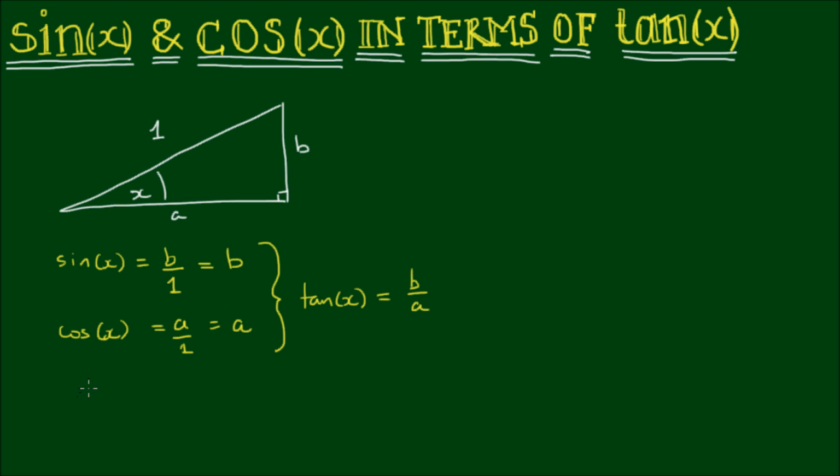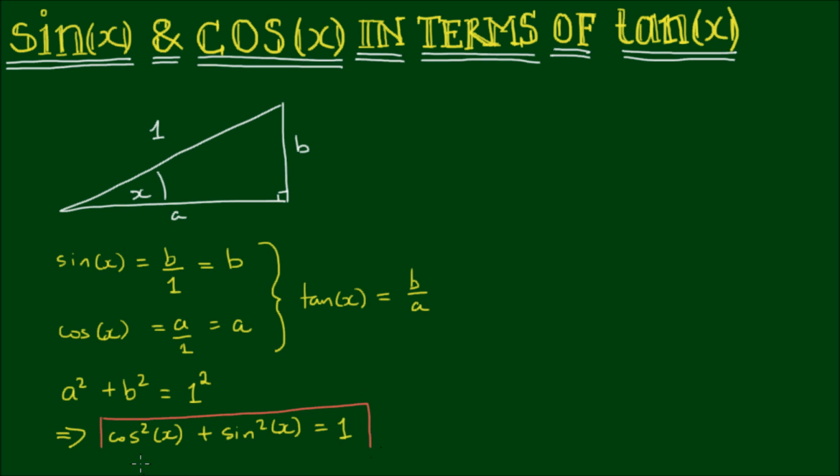So all pretty straightforward so far, and by Pythagoras Theorem we have the side A squared plus B squared is equal to the hypotenuse squared, so 1 squared, and of course this implies that the cosine squared of x plus the sine squared of x is equal to 1, and of course this is one of the fundamental trigonometric identities we all should have learnt in high school, and this is what we will use to express sine and cosine in terms of tan.